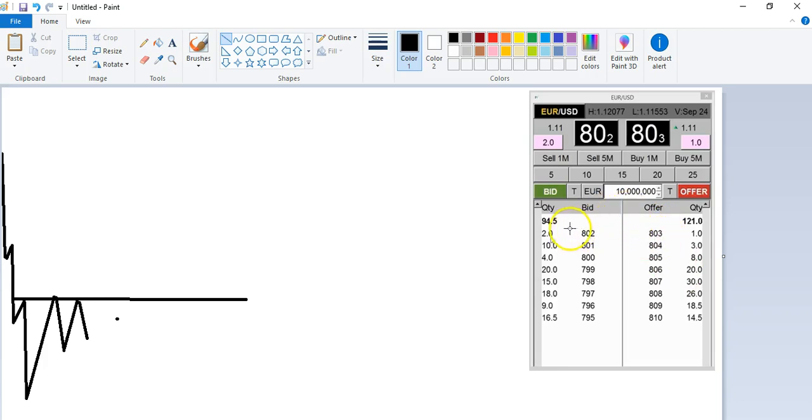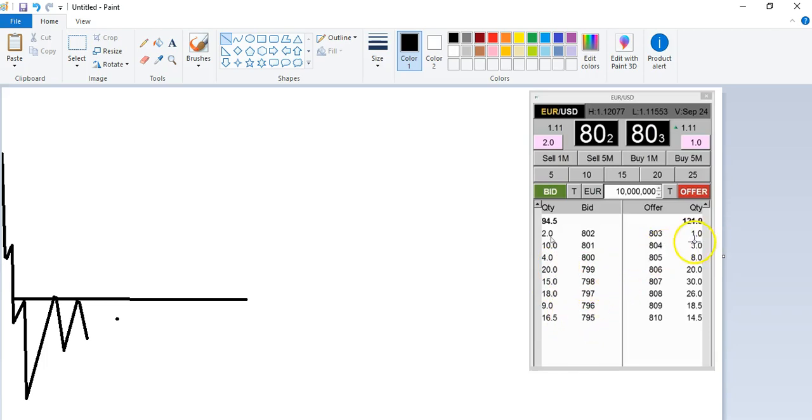Right here on the bid, this is Euro USD. Someone wants to buy 2 Euro USD at 1.1825 and some decimals. Someone is saying he's going to buy 10, another person says he's going to buy 4, another buys 20, another buys 15, and like that.